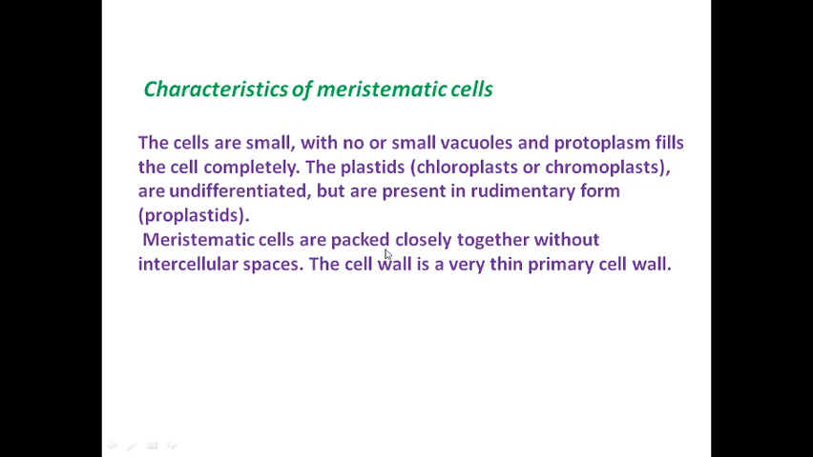Meristematic cells are packed closely together without intercellular spaces. The cells in a meristematic tissue are packed closely together, that means they don't have any intercellular spaces. The cell wall is very thin, that is, they have only the primary cell wall. Why do they have a thin primary cell wall? Because they have to undergo cell division. So these are some of the characteristics of meristematic cells.